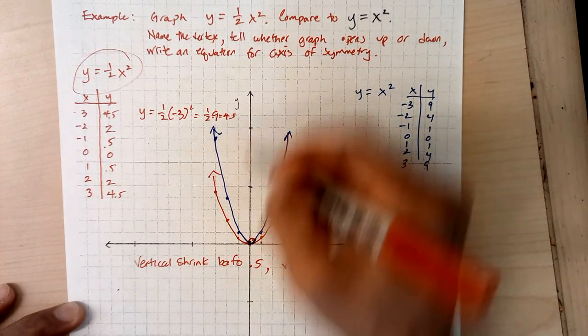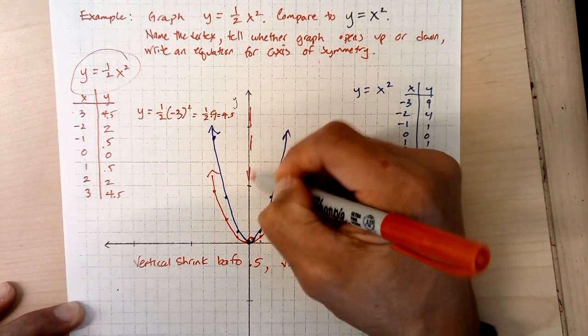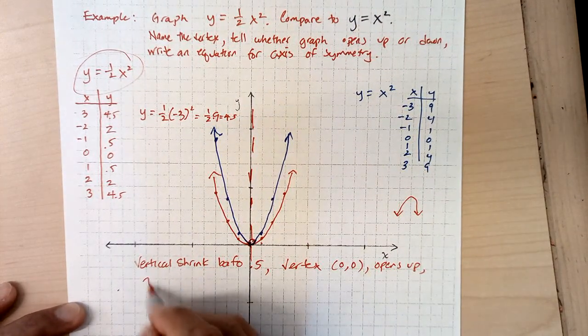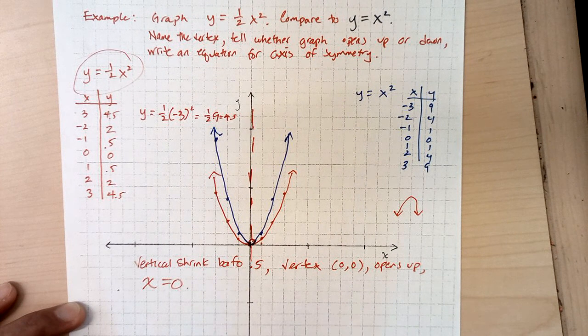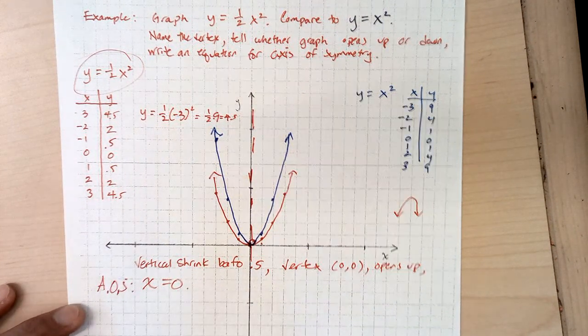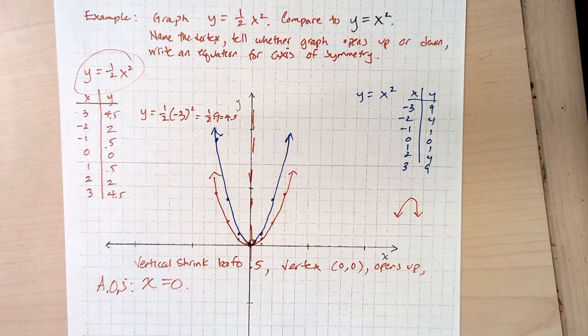And then the equation for the axis of symmetry, just like on the last example, the axis of symmetry goes right down the center. It's the y-axis, or the equation is actually x equals 0 for the axis of symmetry. Okay, I'm going to use an acronym for that as well. AOS is the axis of symmetry.